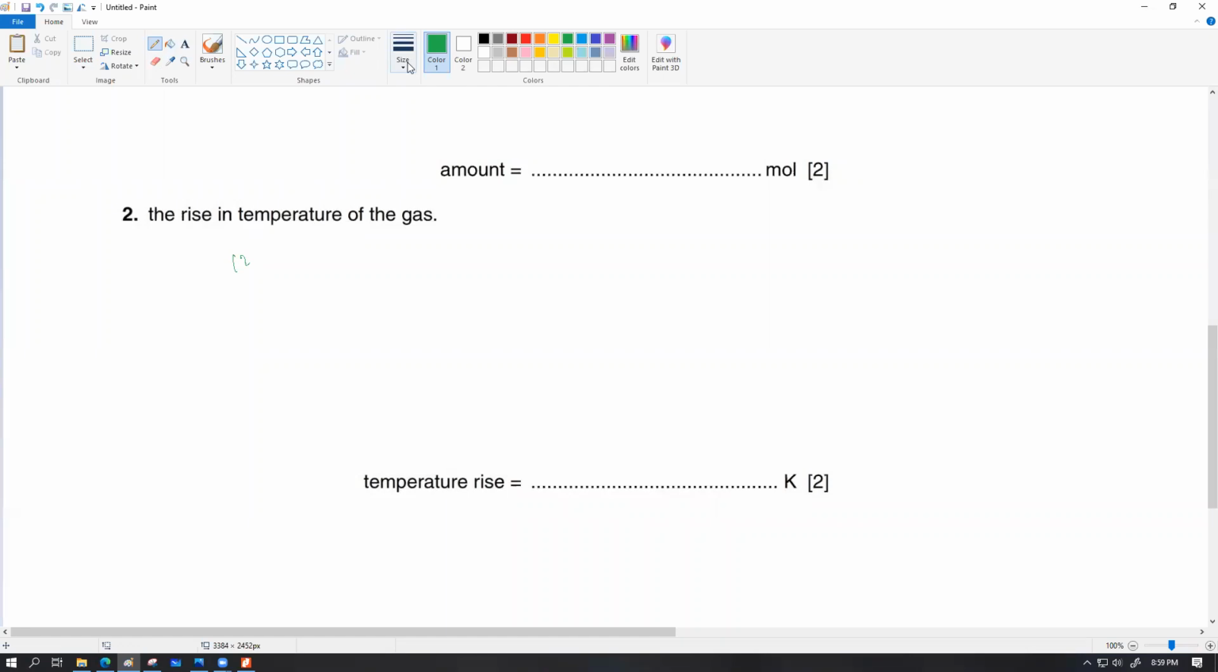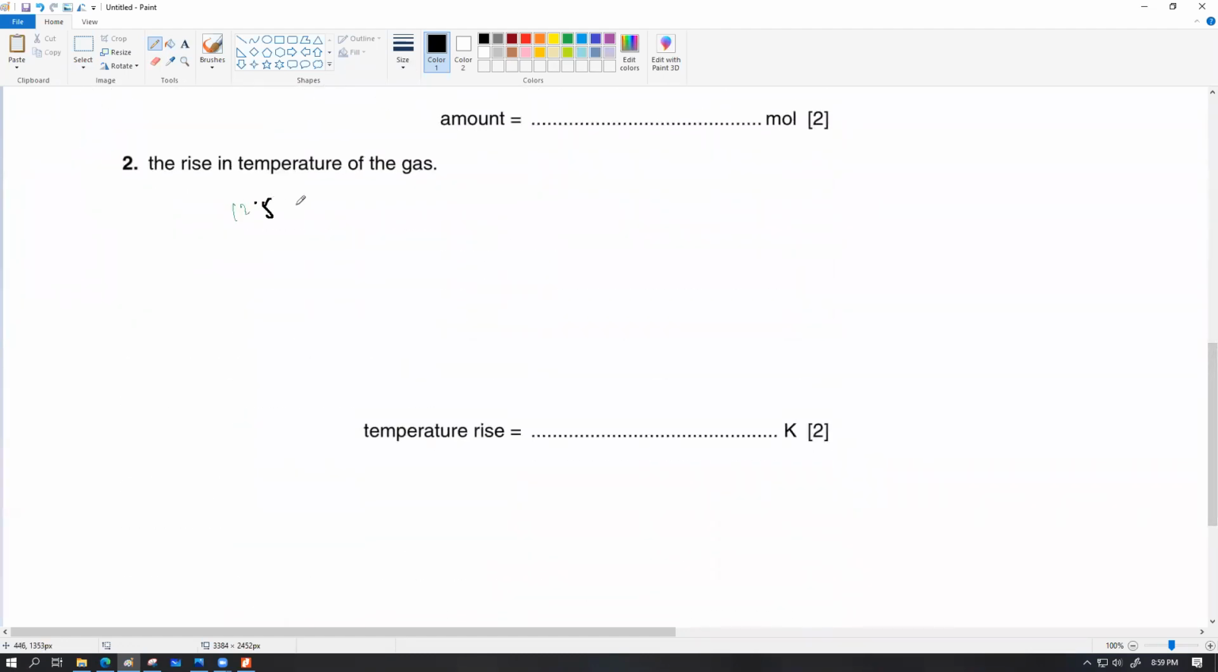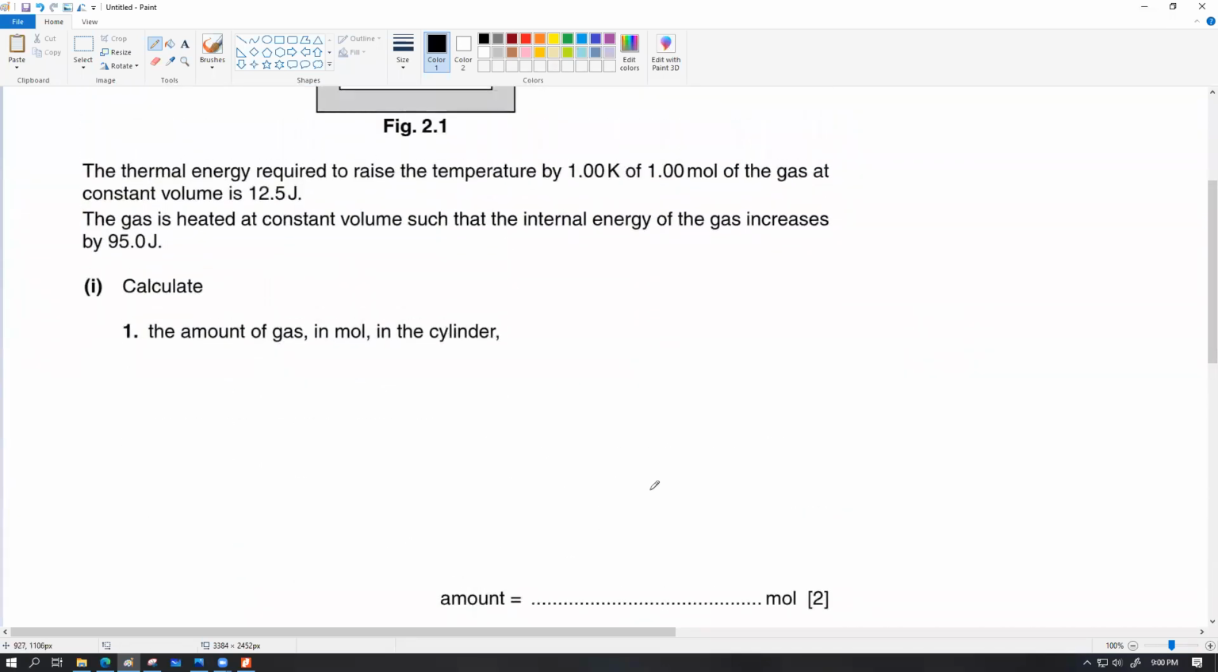Choose it. Big cut, better thickness. Choose black. Was it 12 or 12.5, how much was this? 12.5 joule. Okay. So 12.5 joule of energy is required for 1 mole of gas to make a temperature increase of 1 Kelvin. Therefore, 1 joule increases the temperature of 1 mole of gas by 1 over 12.5. Therefore, 95 joule increases it for how many moles? What is the mole number here?